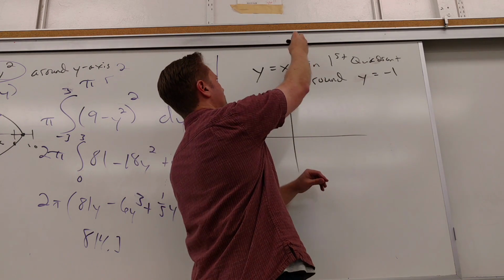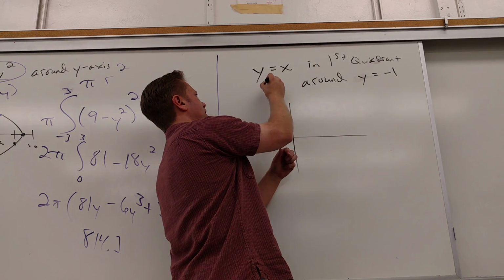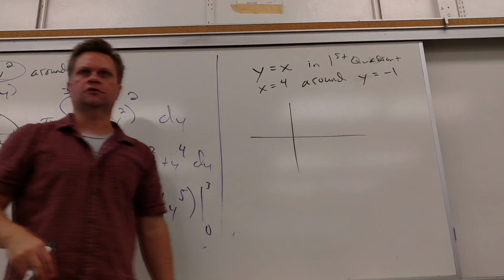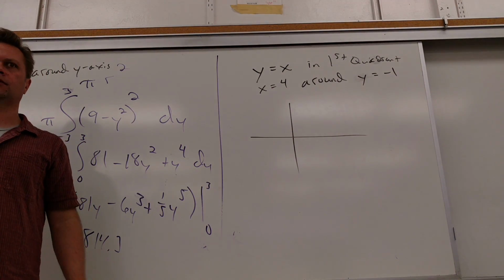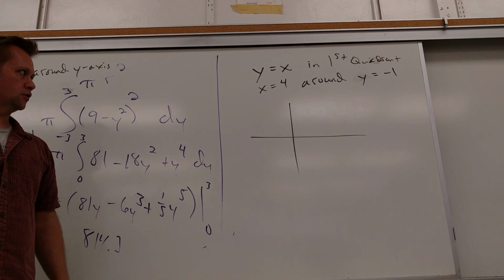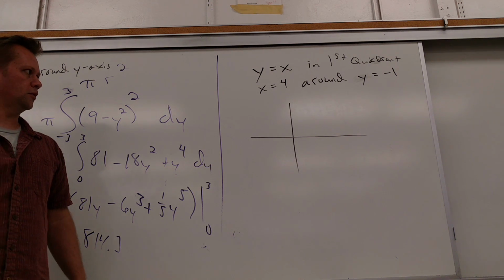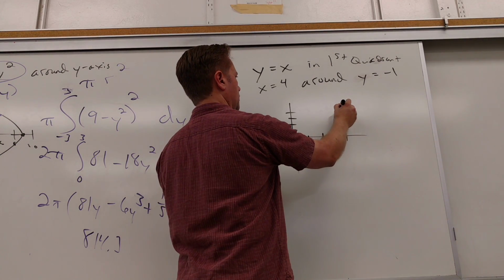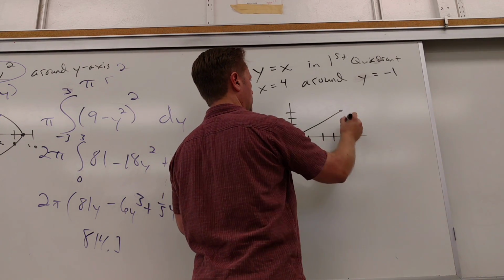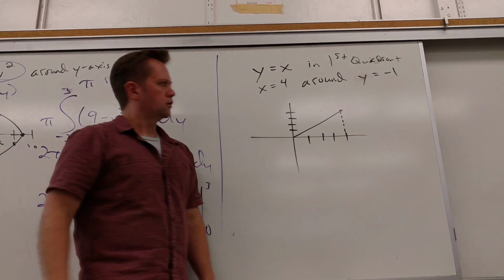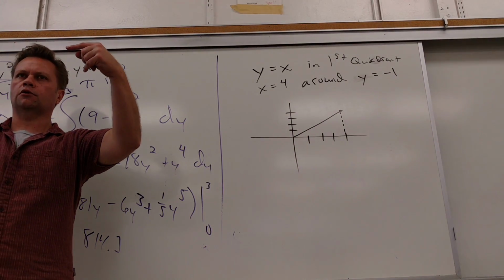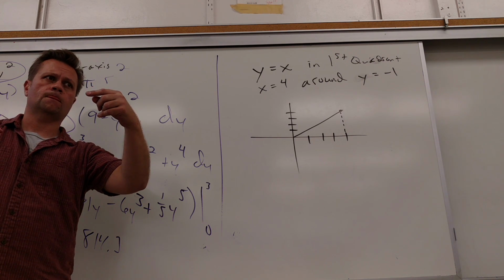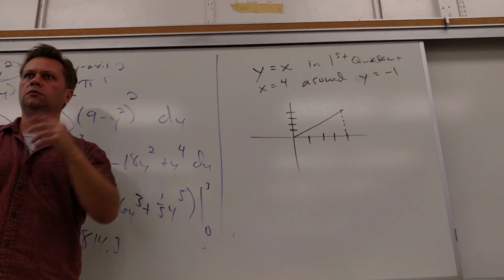I should probably say y equals x, and let's say x equals 4. There you go, so it's not open-ended. That would be kind of hard, infinite volume. So this sucker, 1, 2, 3, 4, 1, 2, 3, 4. So that's the shape I'm talking about, and then I'm going to rotate that. So of course, what shape will I end up with? A cone. It's going to be exactly a cone.